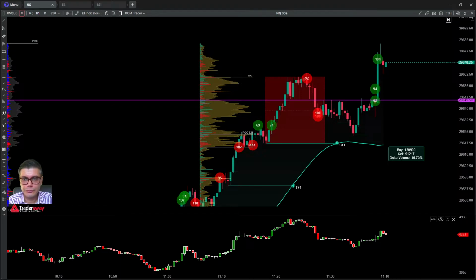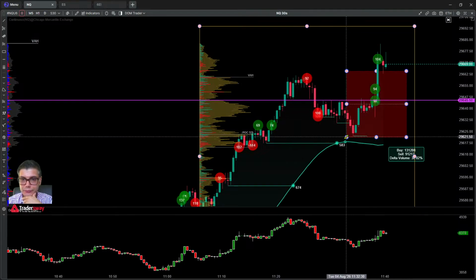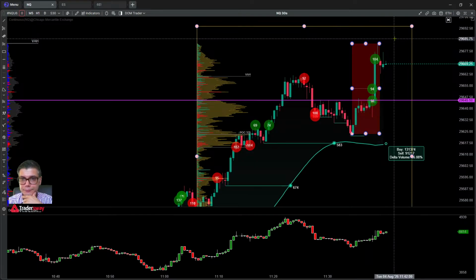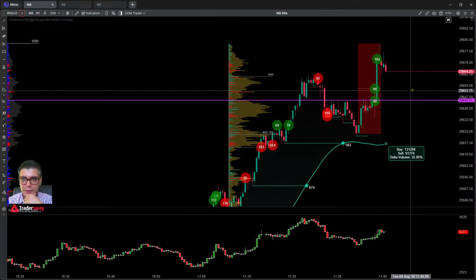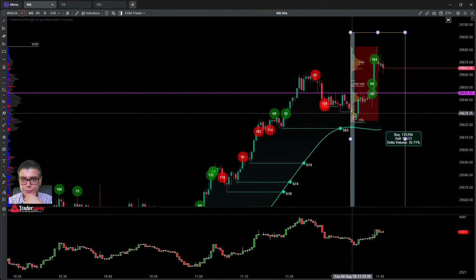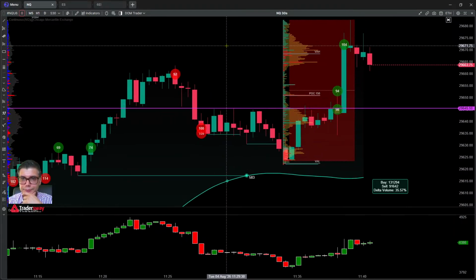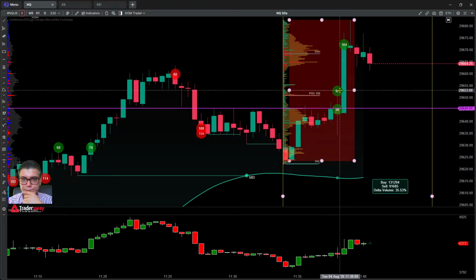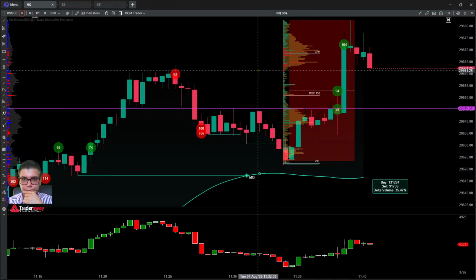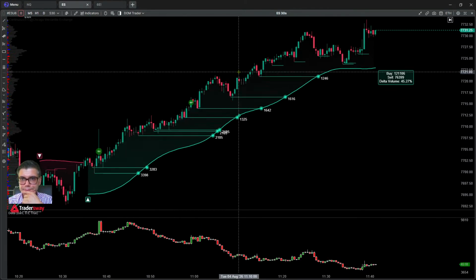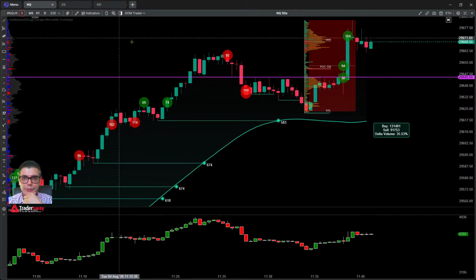Now we have more equal lows. This is out of play. Now we have a new leg. As for the point of control, there it is. S&P 500, same story.